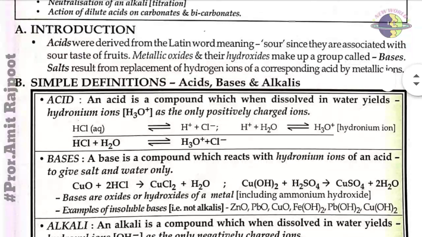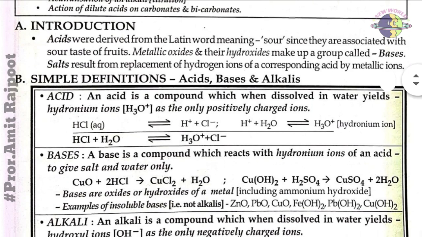An acid is a compound which, when dissolved in water, yields hydronium ions as the only positively charged ions. For example, HCl is a reversible reaction, seen over here. It will break into H+ and Cl- ions, and HCl when combined with H2O will form H3O+ ion plus Cl- ion. So the hydronium ion is formed by the combination of H+ and H2O, giving H3O+, the hydronium ion.